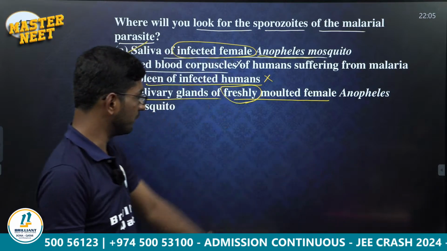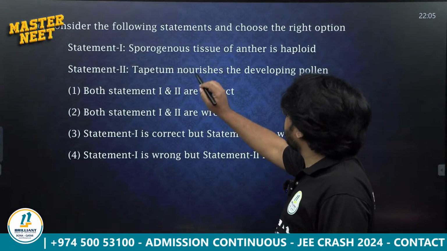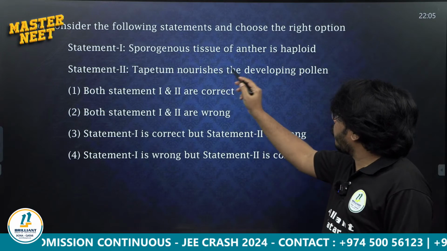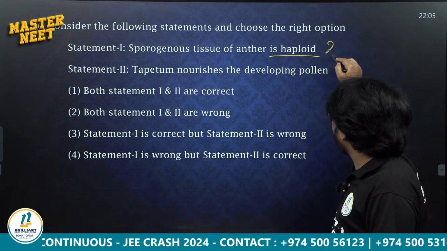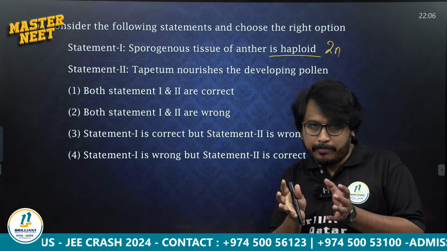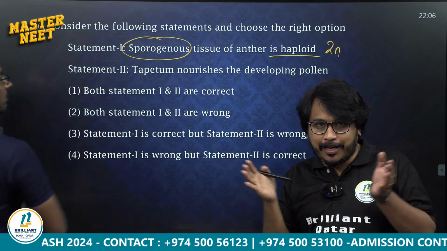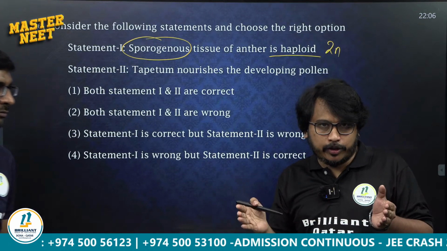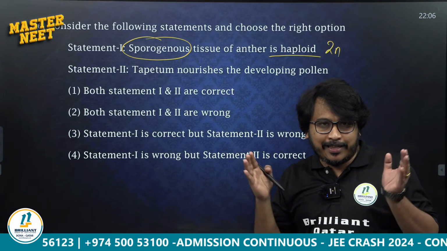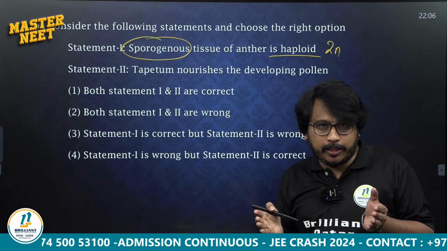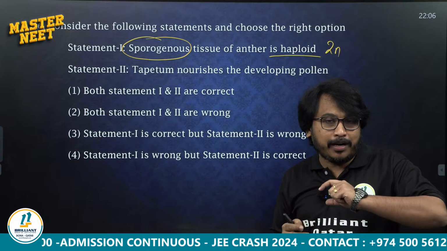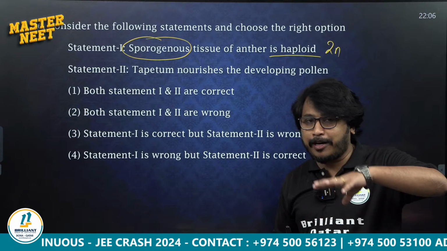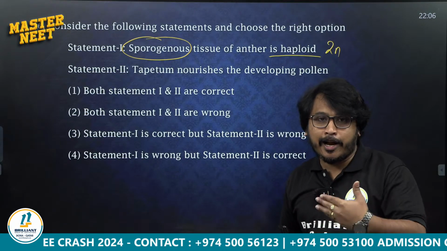Next question. Consider the following statements and choose the right option. Statement 1: Sporogenous tissue of the anther is not haploid, it is diploid. Hope you remember the structure of the anther. The outermost 3 layers are involved in protection and dehiscence: the epidermis, endothecium, and the middle layer. The epidermis is a single layer, the endothecium is a single layer, and the middle layer is multilayered. The 4th layer inside is the tapetum, a single multinucleated layer involved in nourishment.